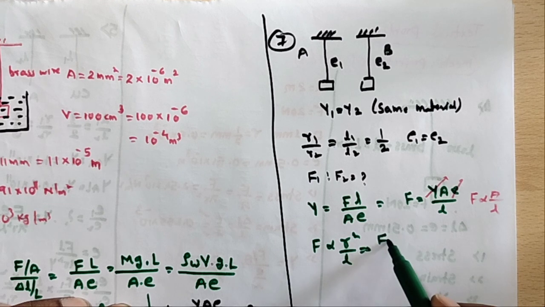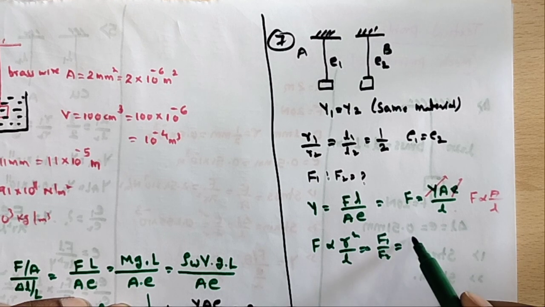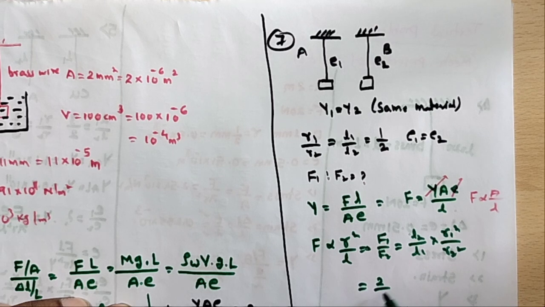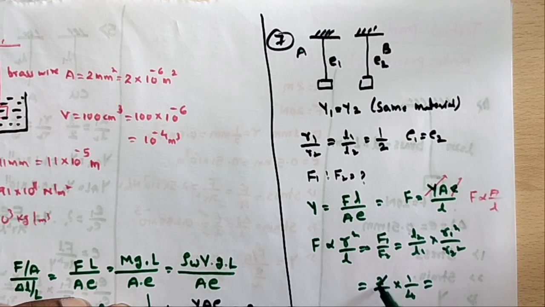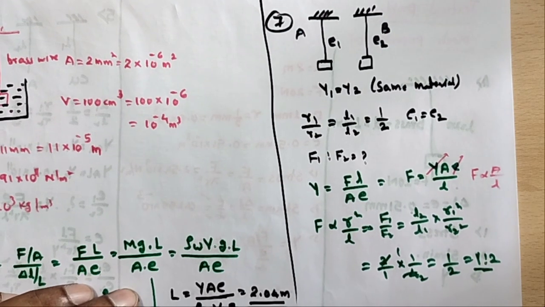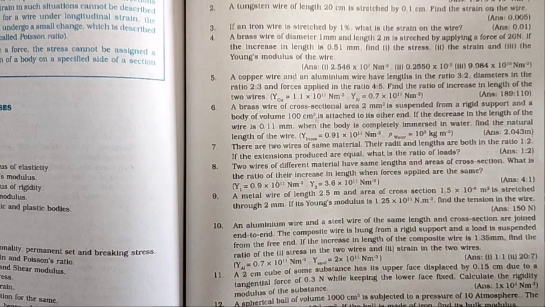So in this one, F1 by F2 is equal to L2 by L1 and R1 square by R2 square. L2 by L1 is 2 by 1, R1 square by R2 square means 1 by 4. Finally 2 ones are 2, two twos are 4, so it is 1 by 2. So that is 1:2. This is the seventh one.